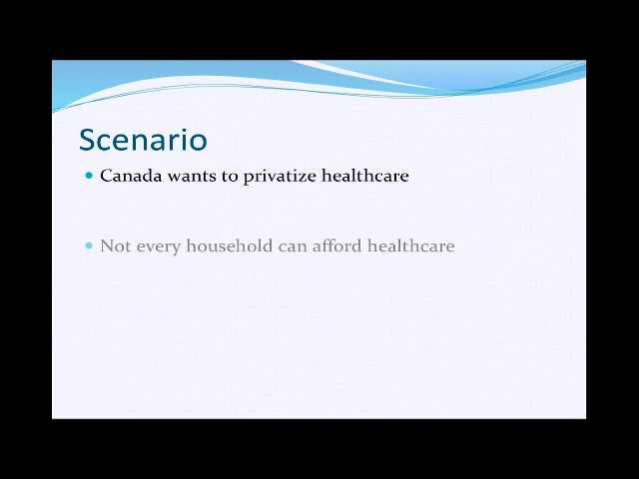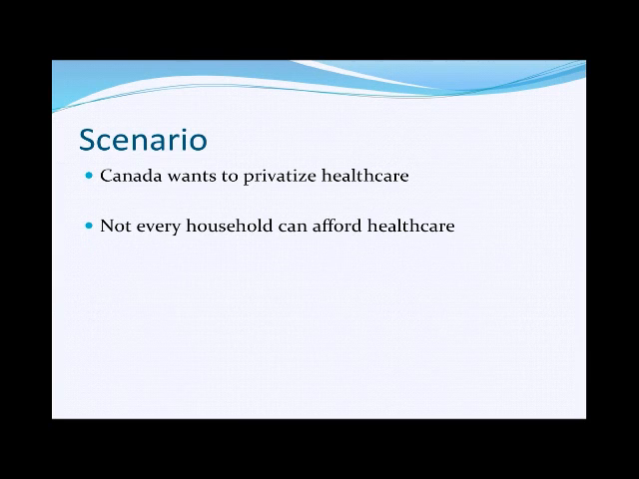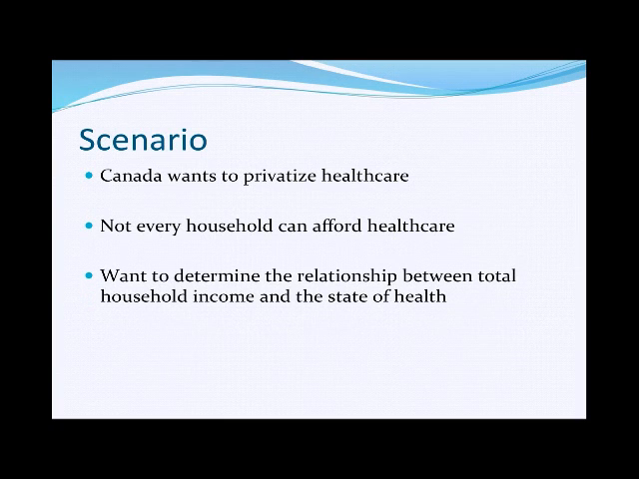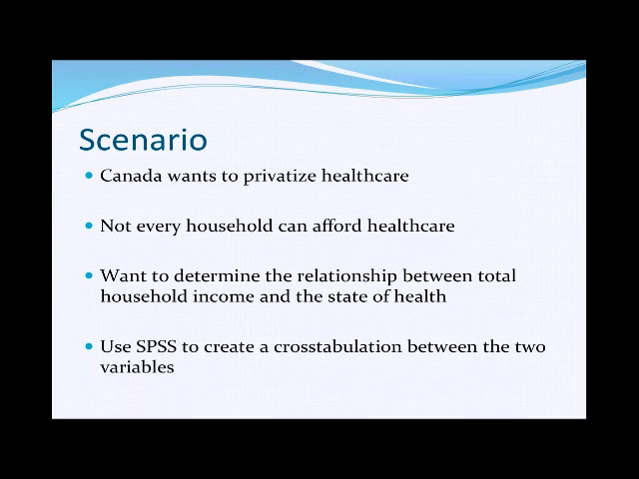So now let's look at a scenario. Suppose that Canada wanted to privatize healthcare, but we found out that not every household throughout the country could afford that healthcare. Well, if we were going to use two variables, we would have to find the relationship between the total household income and the state of health throughout the country to determine which households could and could not afford healthcare. What we're going to use is SPSS to create a cross-tabulation between those two variables and find out what percentage of households can and can't afford healthcare. Let's go over to our SPSS demonstration right now.